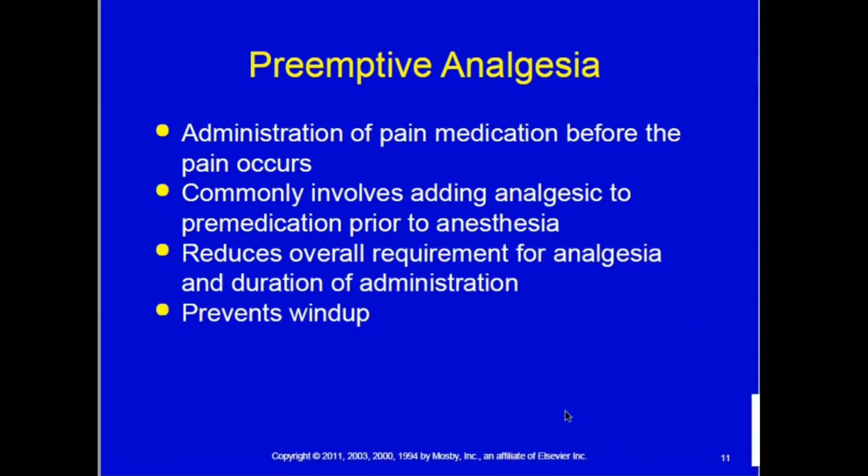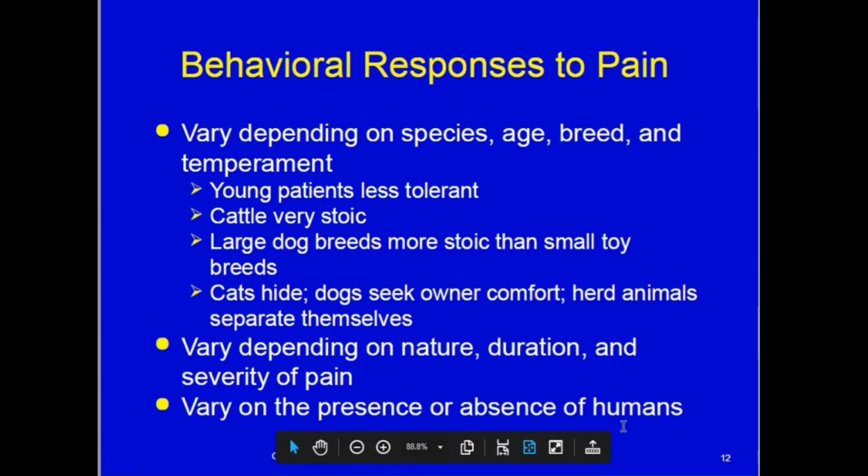Coming to preemptive analgesia. Preemptive analgesia basically means, suppose a patient is undergoing an operation today. Before taking him to the operation theatre, whatever analgesia we give before the start of anesthesia is termed preemptive analgesia. So it is the administration of pain medication before the pain occurs, commonly by adding an analgesic to the pre-medication prior to anesthesia. It reduces the overall requirement of analgesia and the duration of administration. It prevents wind up.